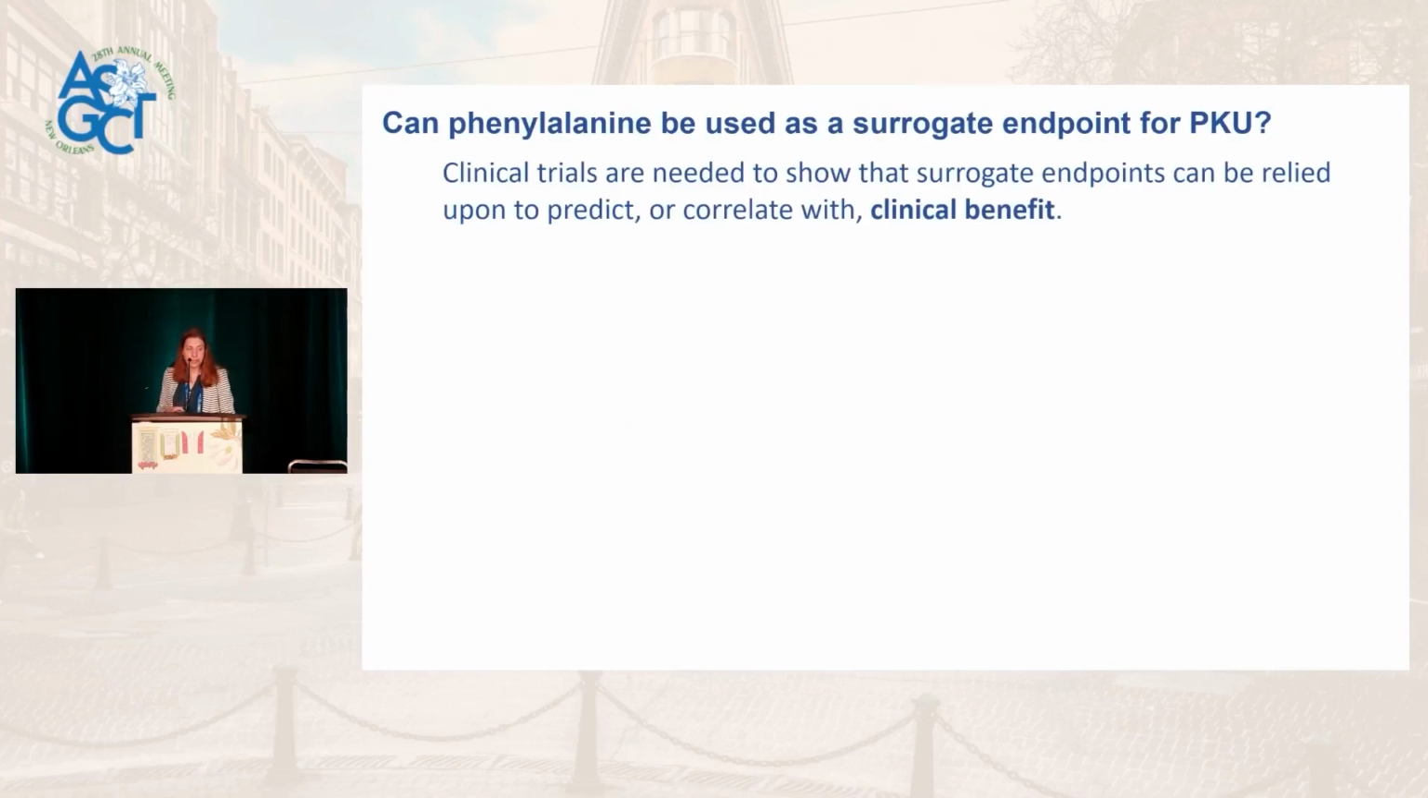So let's go back to our example of phenylalanine. Are there data out there? Do we know if phenylalanine levels actually are good surrogate endpoints? Can they be relied upon to predict clinical benefit? And there's been so much work in this field. It's pretty amazing if you look in the literature trying to make this association.